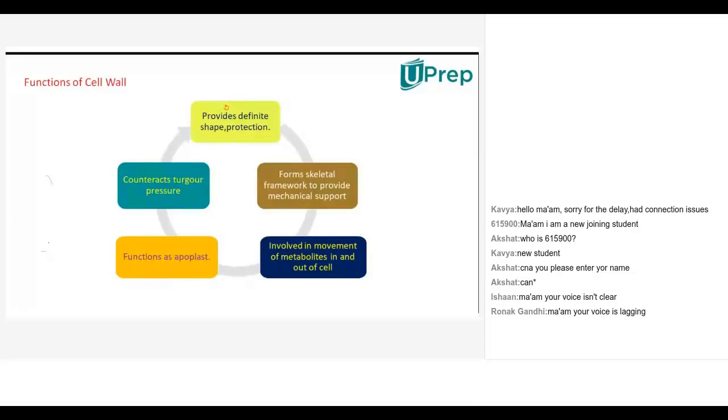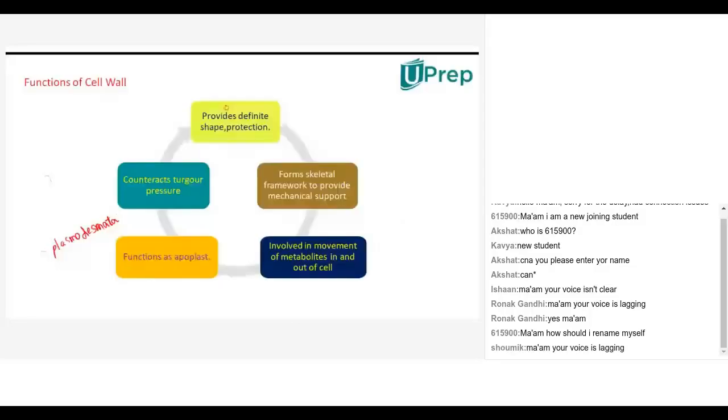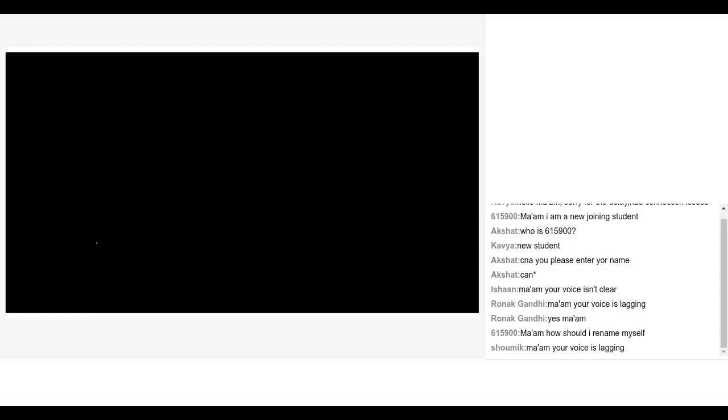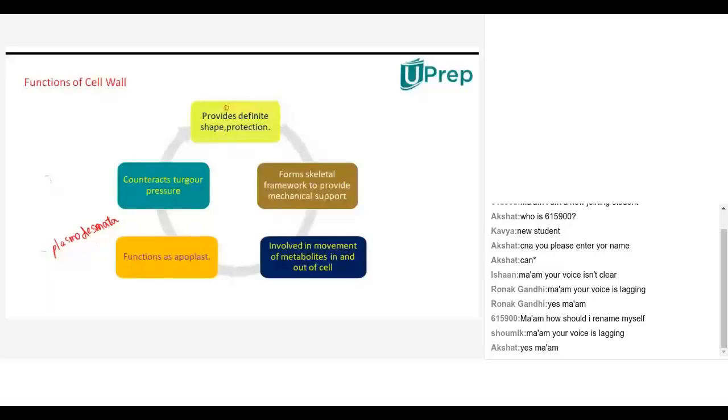If you remember, I used a term called plasmodesmata. You remember the word plasmodesmata? So plasmodesmata act as a cementing substance. They help in connection between various cells that are far away from each other. So the functioning of plasmodesmata is related to the nature of the cell wall only.